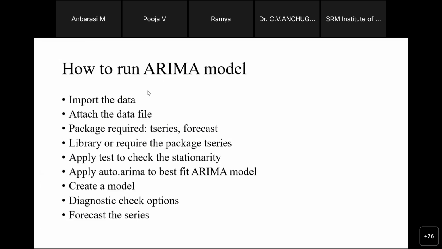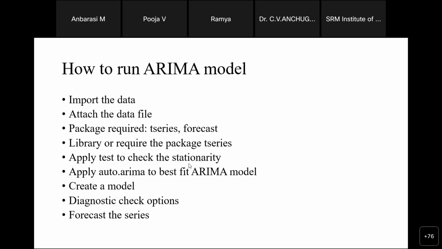So if I want to run the ARIMA model, first we have to import the data set, attach the data file, and download all the packages. What are all the packages that are required for the ARIMA model? In this case, we use tseries and forecast. These are the two packages we'll use for the ARIMA model. And then we have to load the libraries required for tseries.